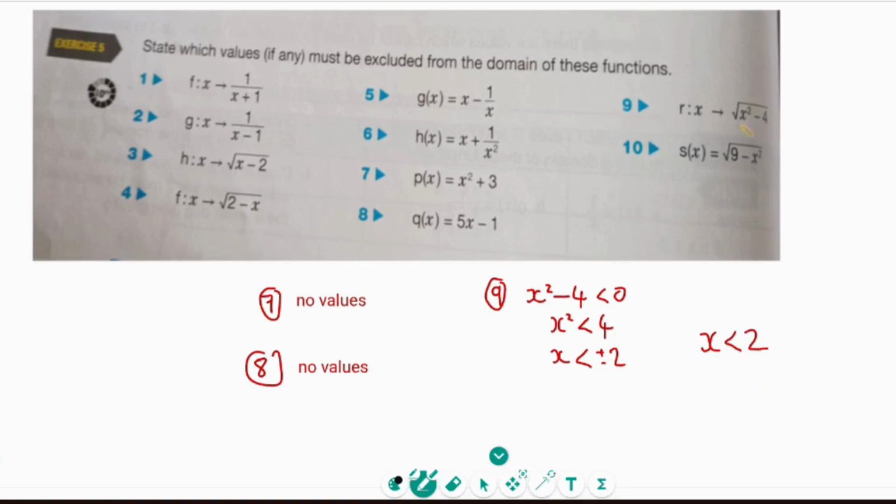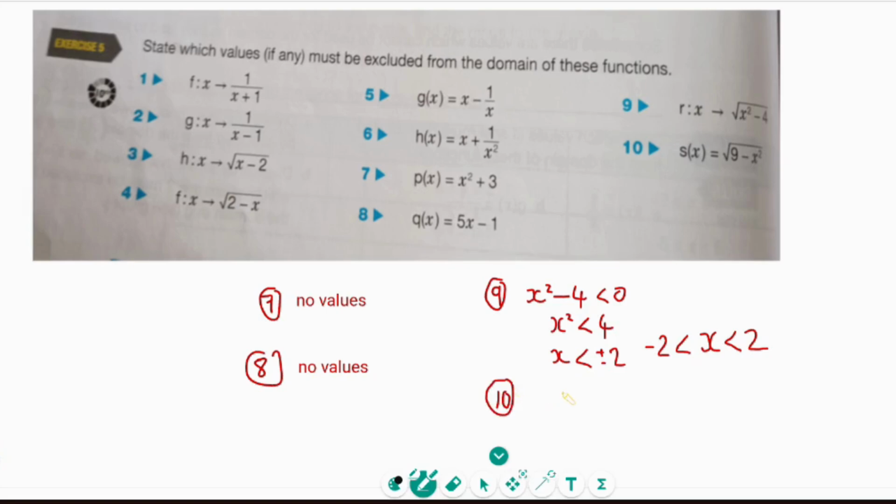Take the negative 2. So let's take a number smaller than negative 2, negative 3. Negative 3 squared is 9. 9 take away 4 is 5, which you can square root. Let's take something above it, negative 1. Negative 1 squared minus 4 is negative, so it's actually x cannot take any values between 2 and negative 2.